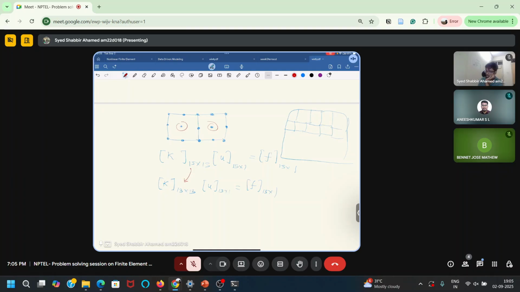As the size becomes big, this difference becomes more huge. Let's say if you have 1000 cross 1000, it will probably become 900 cross 900 or 800 cross 800 by just ignoring the middle nodes. So if I am ignoring the middle nodes and getting an approximate solution which is not that bad, finally, if I compare the solution using 15 cross 15 and 13 cross 13, the solutions are not very different.